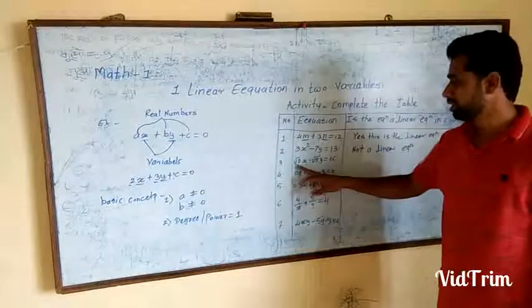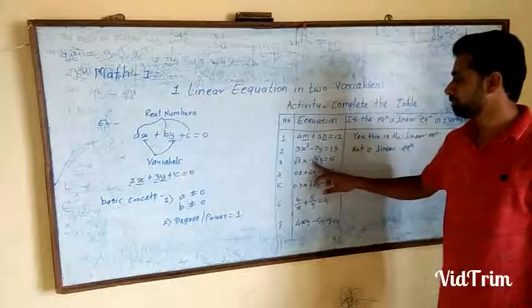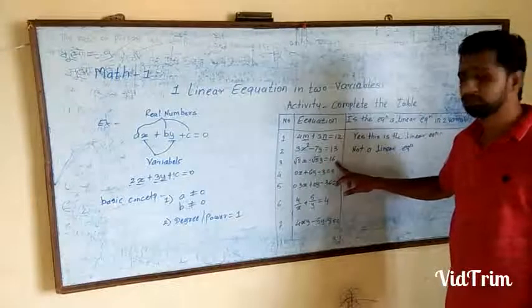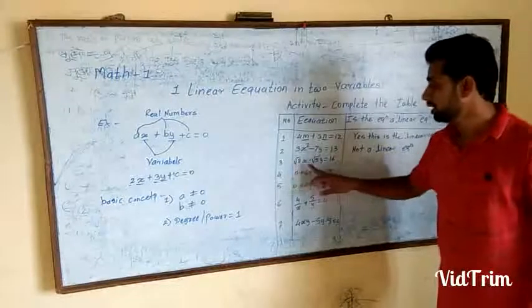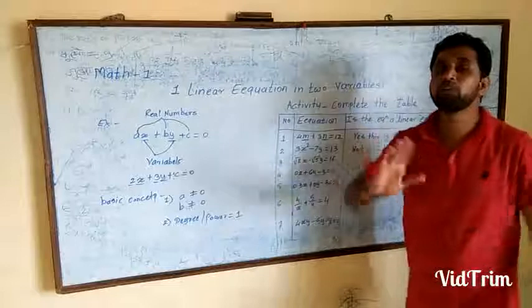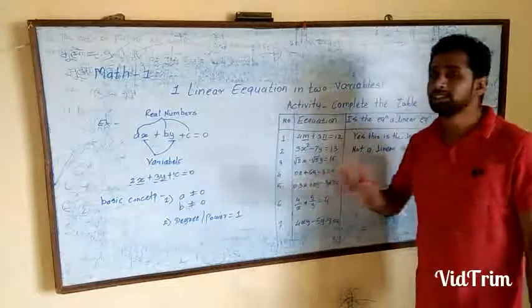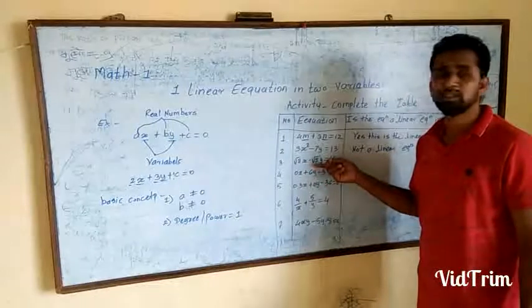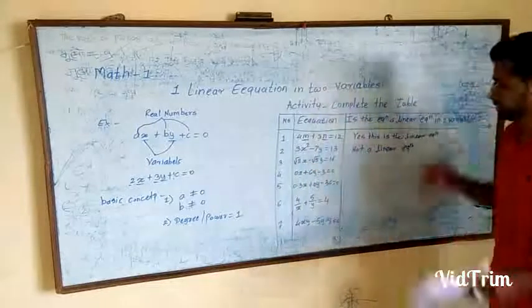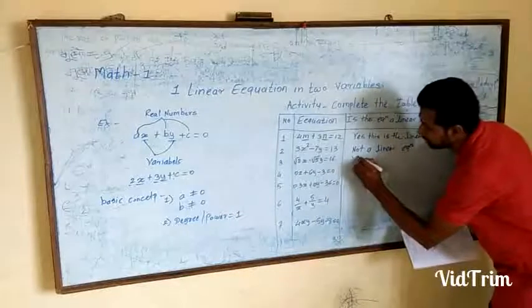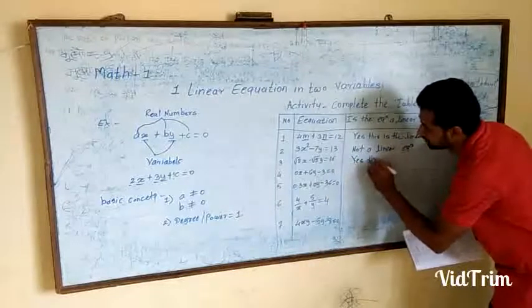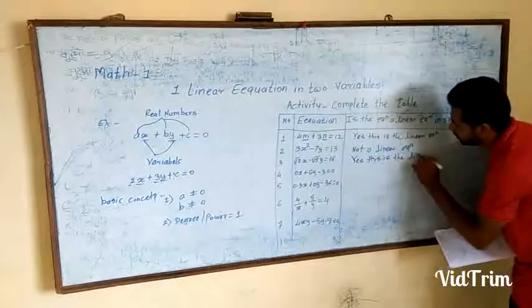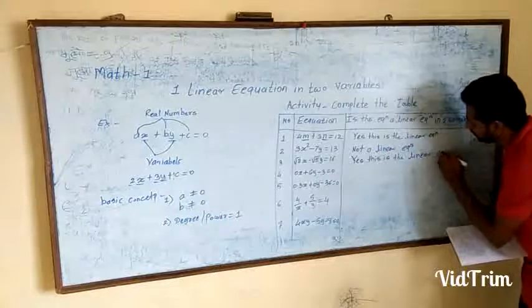Third equation is under root 2x minus 5 under root y is equal to 16. There is under root 2 and under root 5 which have some value. They are not 0. And x and y, these are the variables. So this equation is a linear equation in two variables. Yes, this is the linear equation.